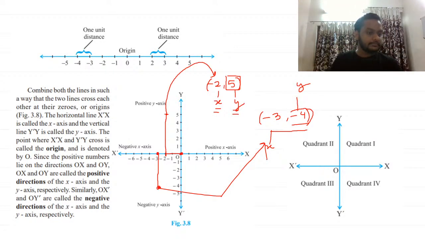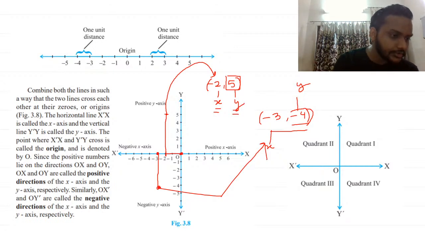Everyone clear with this? You got it? Okay. Clear Mamta, clear Abhay, clear Anil. Thank you so much guys. Hello Savita, very good afternoon to you. Are you clear with this?